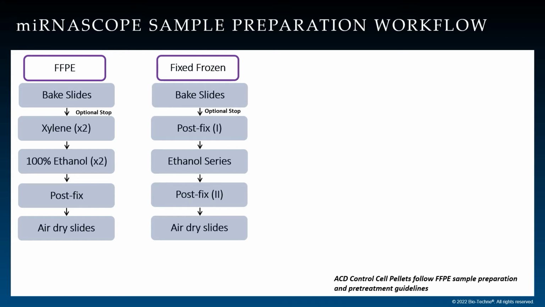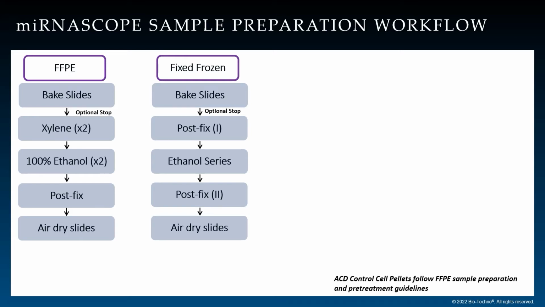Fixed frozen sections also require a baking step, which is followed by a 15-minute post-fix at 4 degrees Celsius in either 10% NBF or 4% PFA. Here there is also an optional stopping point after the baking step. The fixed frozen sections are dehydrated through a series of 5-minute ethanol incubations at room temperature, once in 50% ethanol, once in 70% ethanol, and twice in 100% ethanol. The slides are then air-dried.